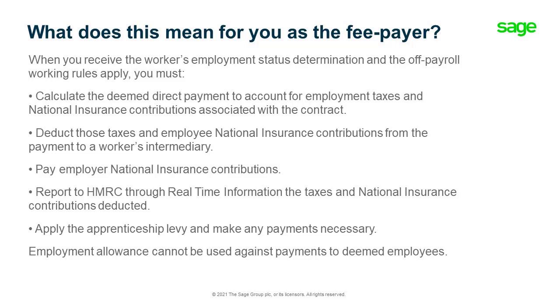Pay employer national insurance contributions. Report to HMRC through real-time information the taxes and national insurance contributions deducted. And finally, apply the apprenticeship levy and make any payments necessary. Please also note that employment allowance cannot be used against payments to deemed employees.